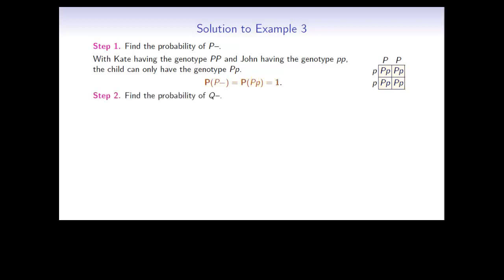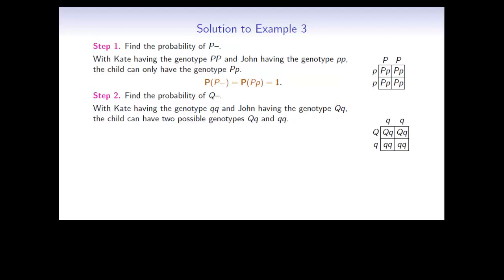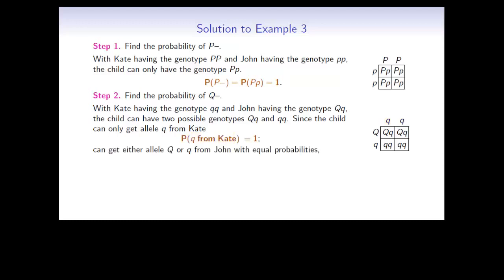So that was easy. Now let's have a look at the probability for big Q dash. Remember that Kate has genotype small q, and John has genotype big Q, small q. Again, let's fill out the different possibilities for their child in a Punnett square. This time there are two different possibilities. Since the child can only get small q from Kate, this means that the probability of this is 100%. However, from John, it could get a big Q or a small q with equal probabilities. So each of these has probability a half.